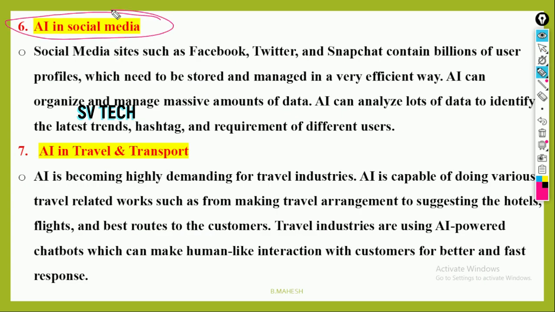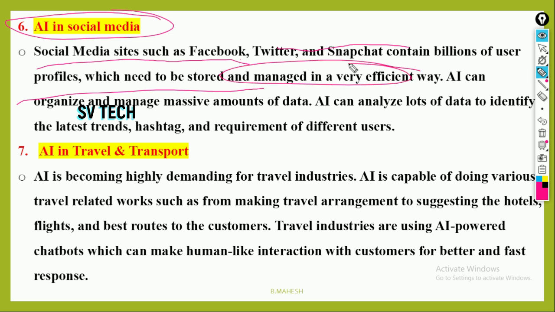AI in social media. Right now I am mostly using AI in social media to do my work. Social media sites such as Facebook, Twitter, and Snapchat contain billions of user profiles which need to be stored and managed in a very efficient way.